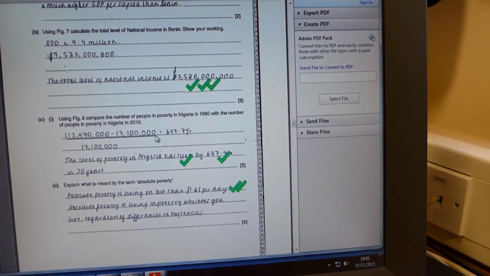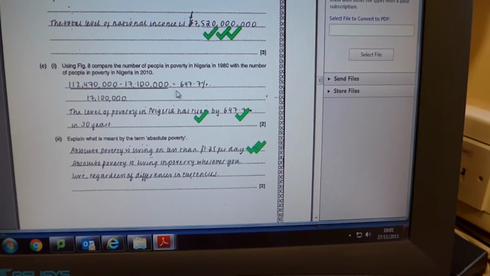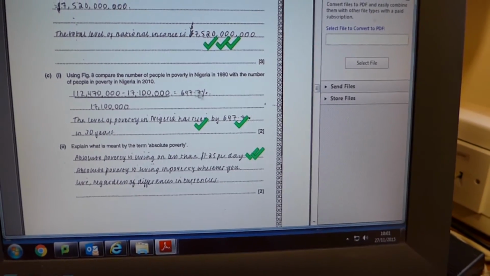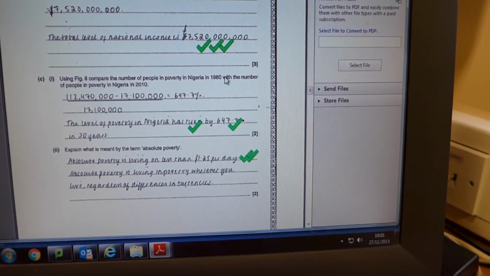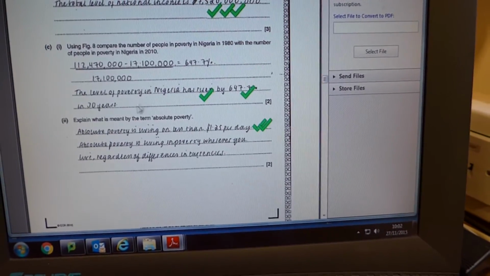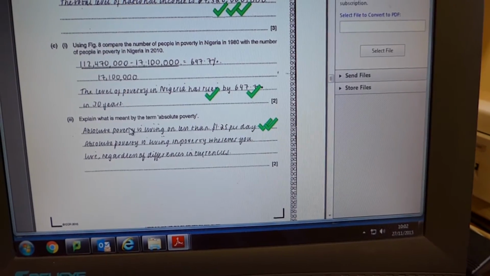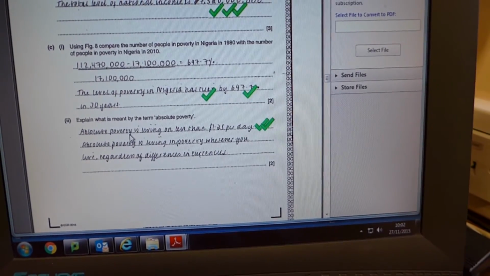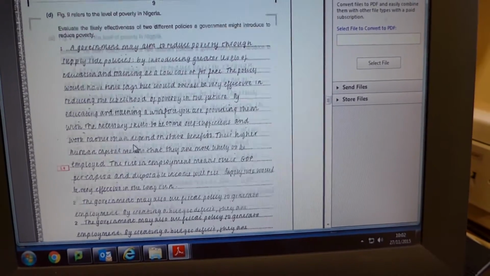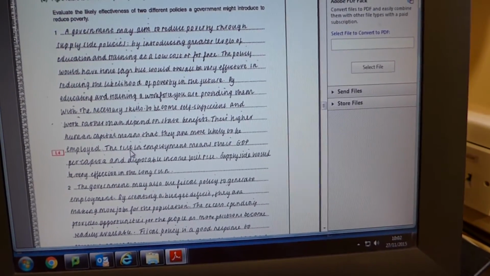So you can see this candidate's done the calculation. They've worked out that it's 647.7% higher in 2010 than in 1980. Tremendous. And then finally, explain what's meant by absolute poverty, living on less than $1 a day. Straightforward question, that.